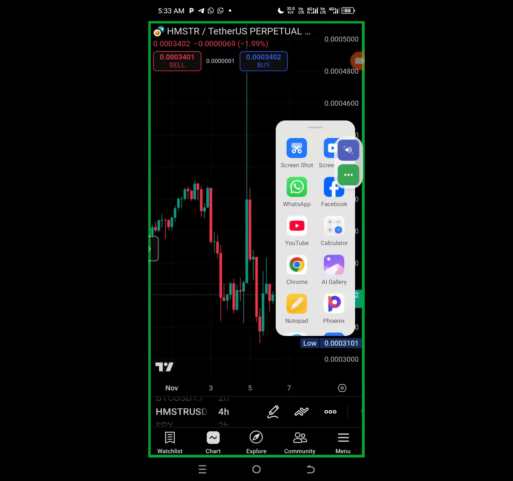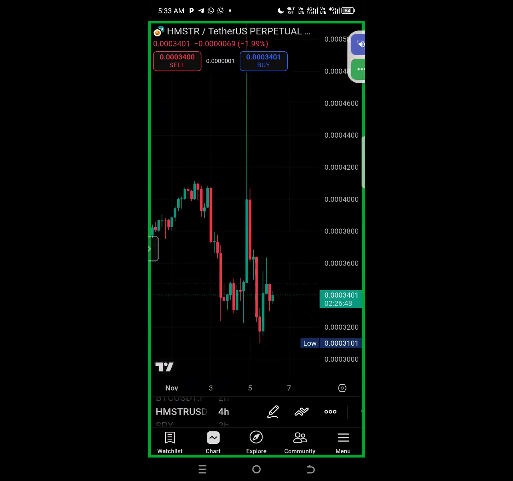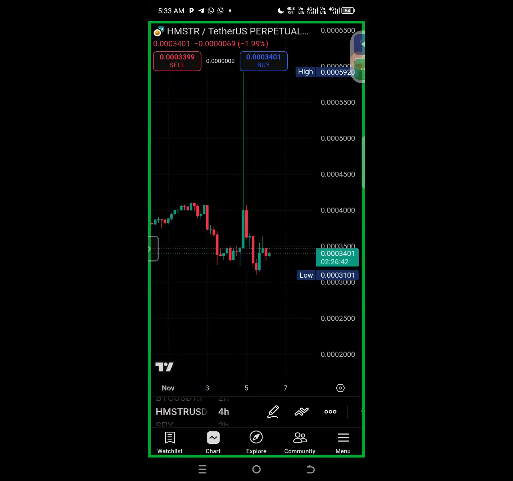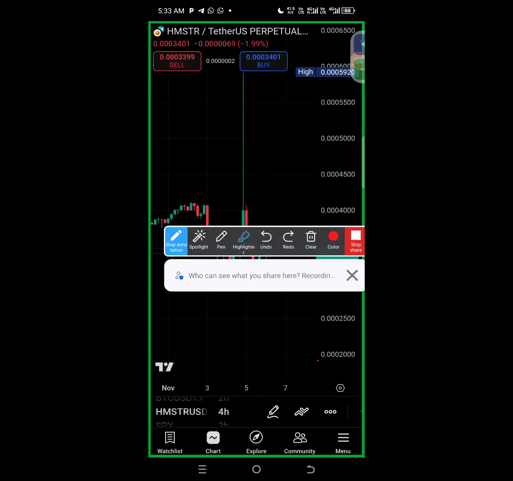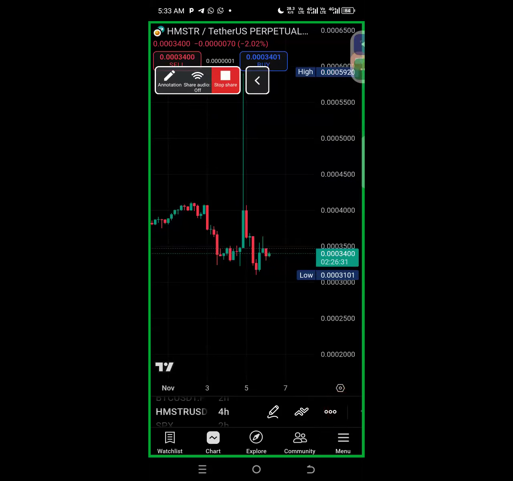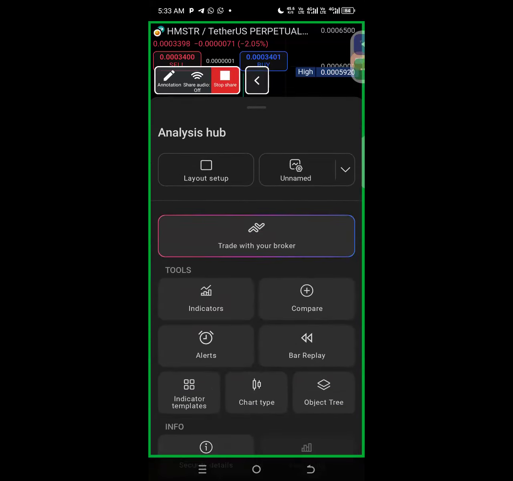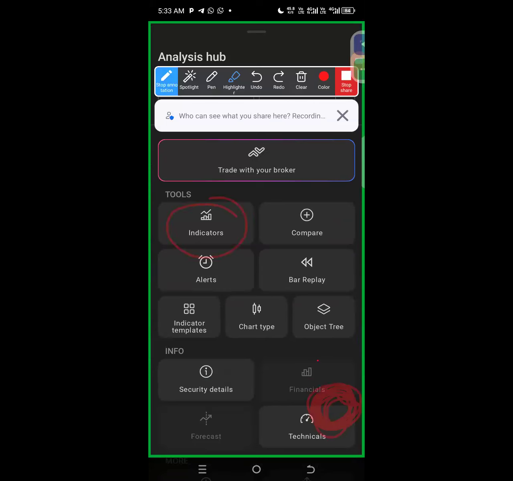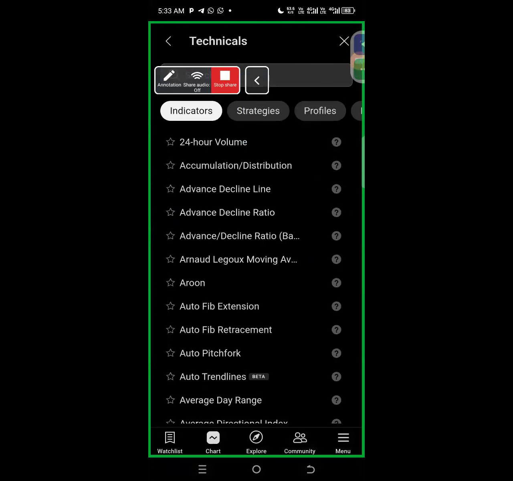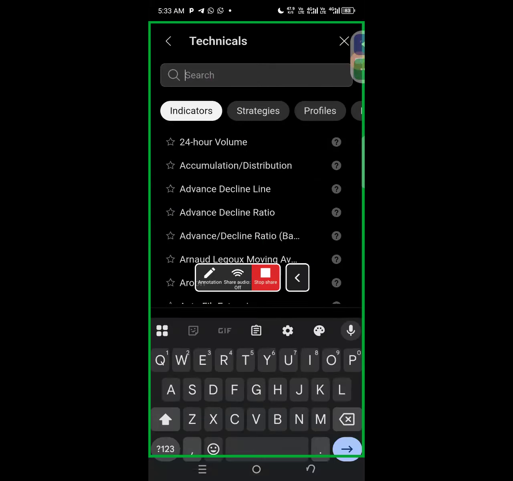So this is a raw chart, right? Having this here, first, click on these three dots, that is the settings. After clicking on the three dots, drag it up. You are going to see indicators. So Jacob, pay attention to this information. After clicking on indicators, search for what you are looking for.